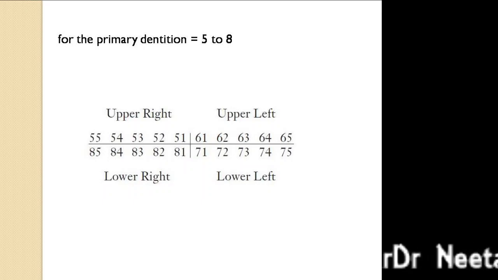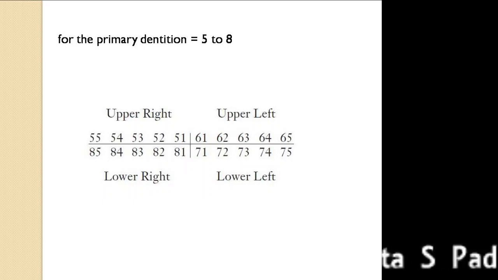So when I'm writing 5 1, 5 is the first number, so it will be denoting your dentition, arch and the side. So it will be maxillary, right, primary, and 1 is the position of the tooth, that is next to the midline. So it will be central incisor. 2 will be lateral incisor. Third position is of canine. Fourth is of first primary molar, and 5 is for second primary molar.